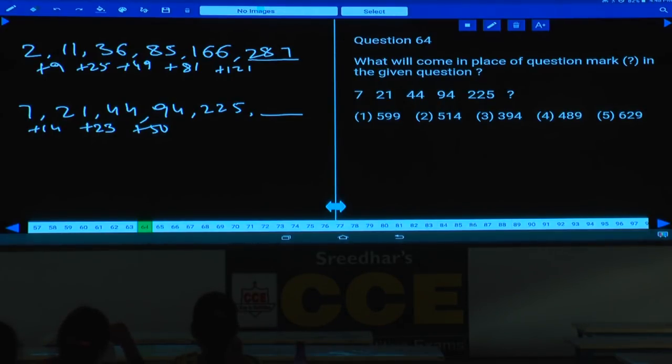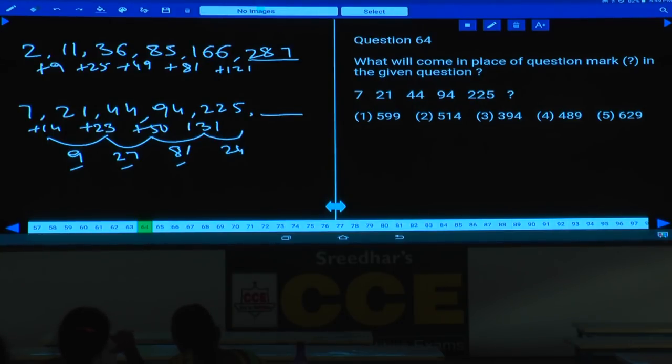Tell me what is the difference between 94 and 225? 131. 131 is the difference, isn't it? Then if you go for the difference between 14 and 23, it is 9. 23 and 50, it is 27. And 50 and this is 81. 3 square, 3 power 3, 3 power 4, next one 3 power 5. What is 3 power 5? 243, isn't it? 243.